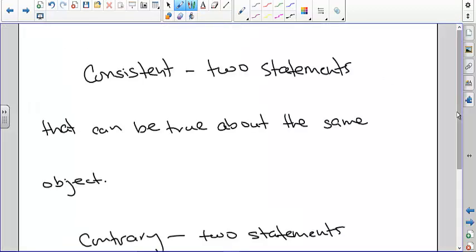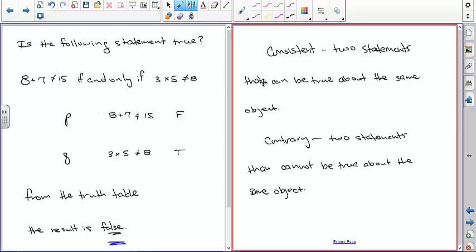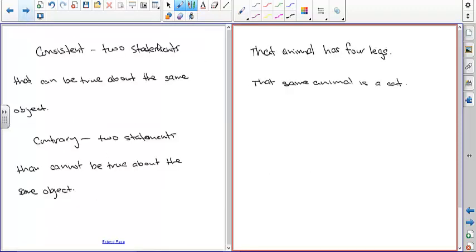Okay, the last two things in this section are two kinds of statements. There are consistent statements, which are two statements that can be true about the same object. And contrary statements are two statements that cannot be true about the same object. So again, using an example is the best way of explaining this. These are not conditional statements; it's just something they need to talk about.